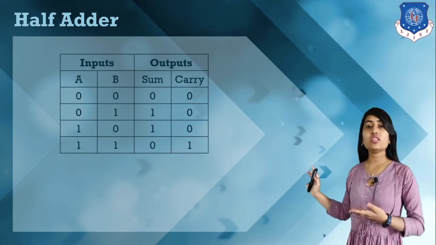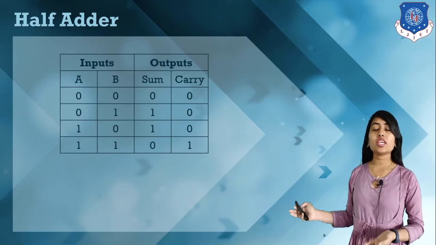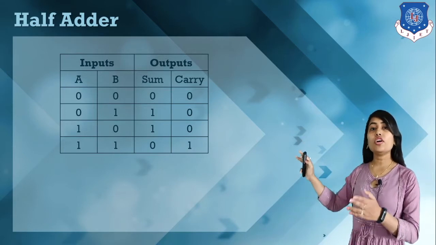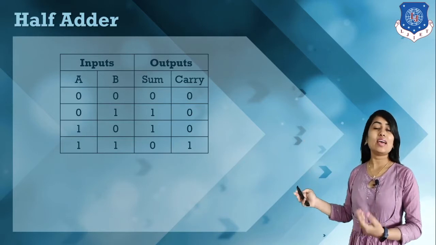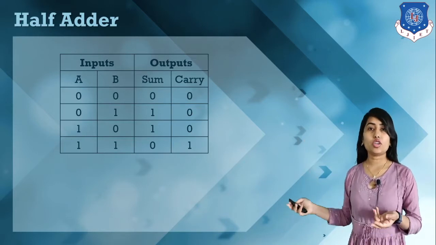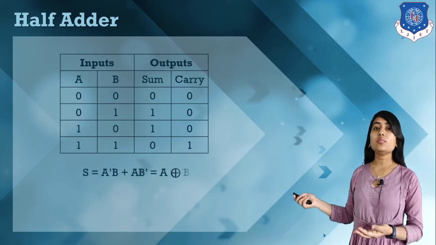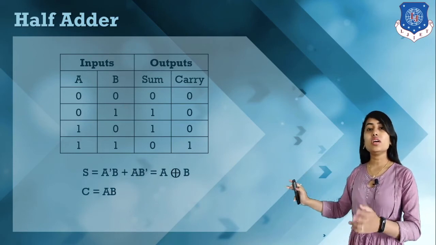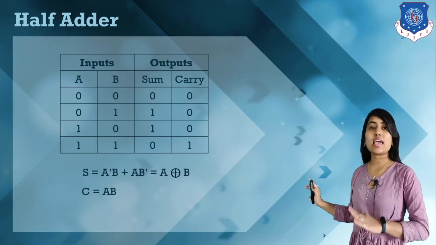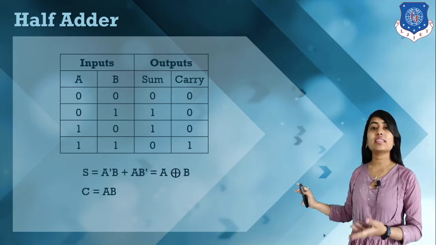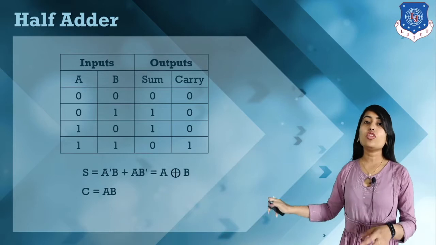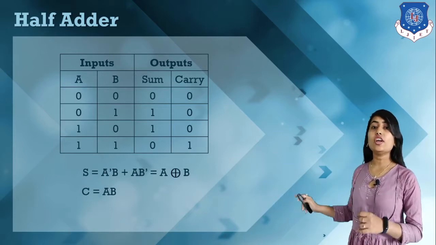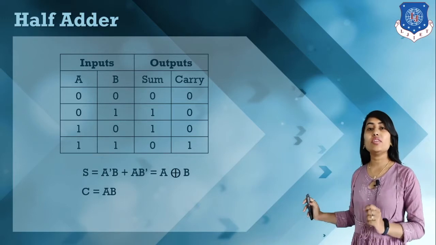Using this truth table we can calculate the equations for sum and carry, and then we can design the half adder. The sum has the equation A'B + AB', which is an XOR operation, so we can write it as A XOR B. And for carry we have the equation A dot B.